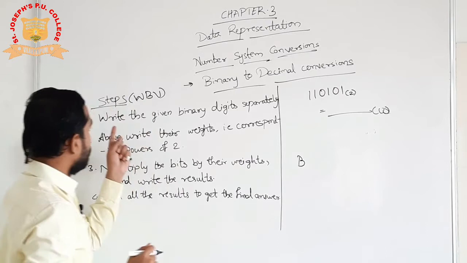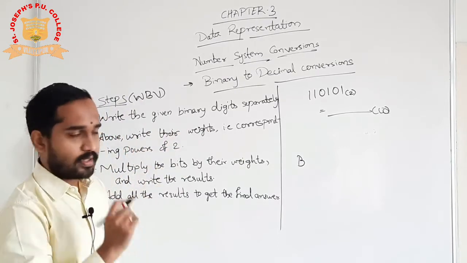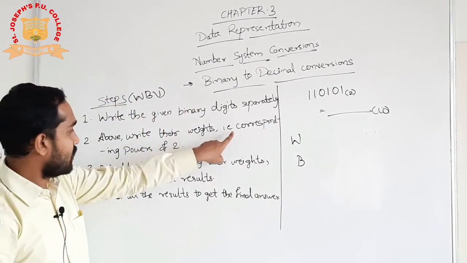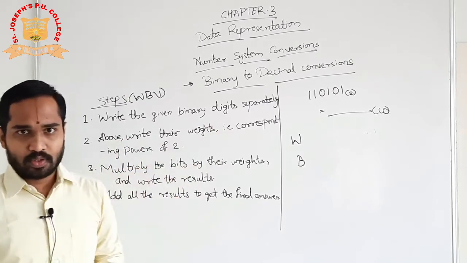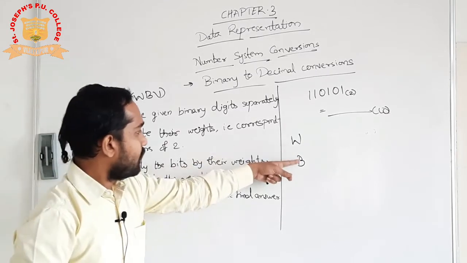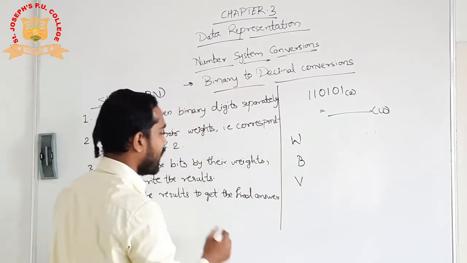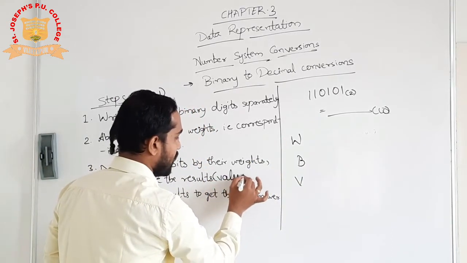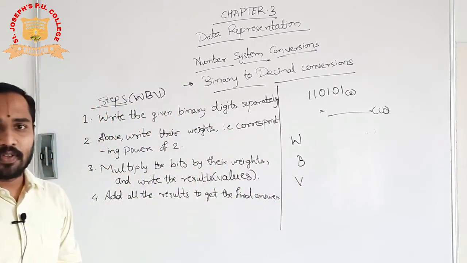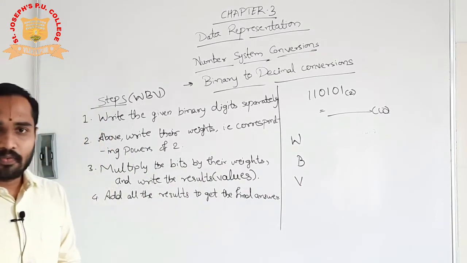Then what? Above, write their weights. Write their weights means W. What is this weight? That is the corresponding powers of 2. Multiply the bits by their weights and write the results. Now those results are known as values. So now this method is called the WBV method. Okay. At last, add all the results to get the final answer.